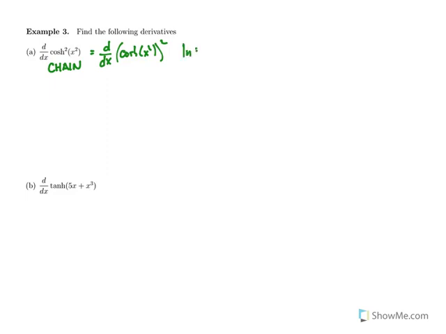The inside function is cosh of x squared. The outside function is something squared. So the derivative should be the derivative of something squared, which is 2 times the something. We leave the inside alone, and we multiply by the derivative of the inside. So all of that work was just to deal with the squared term.